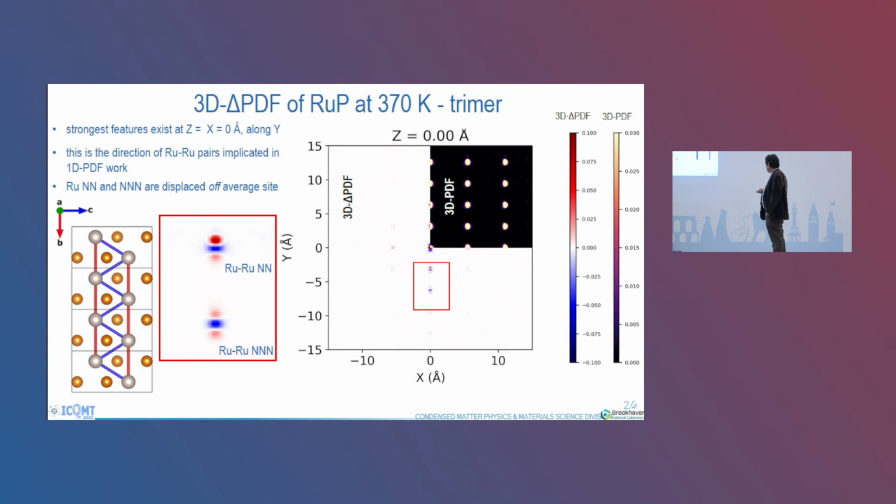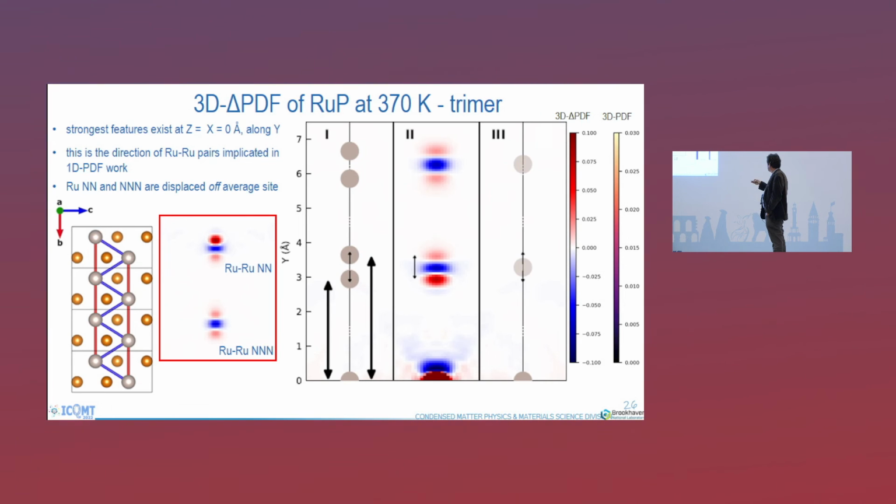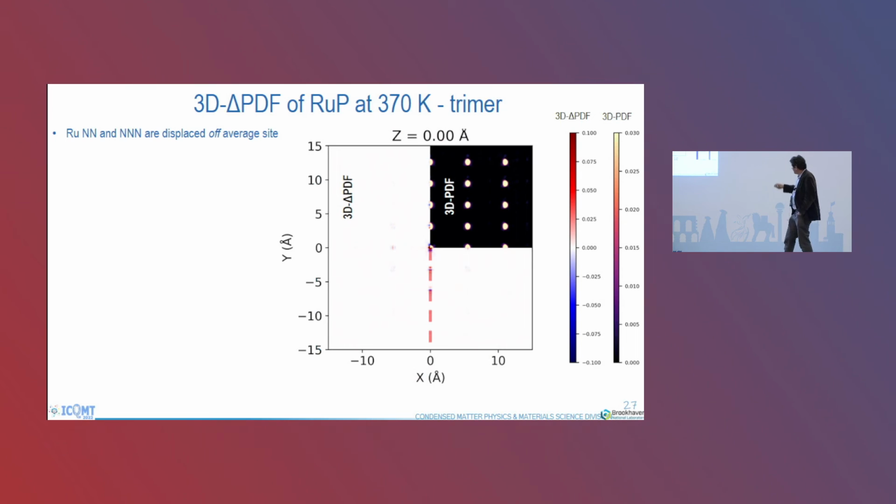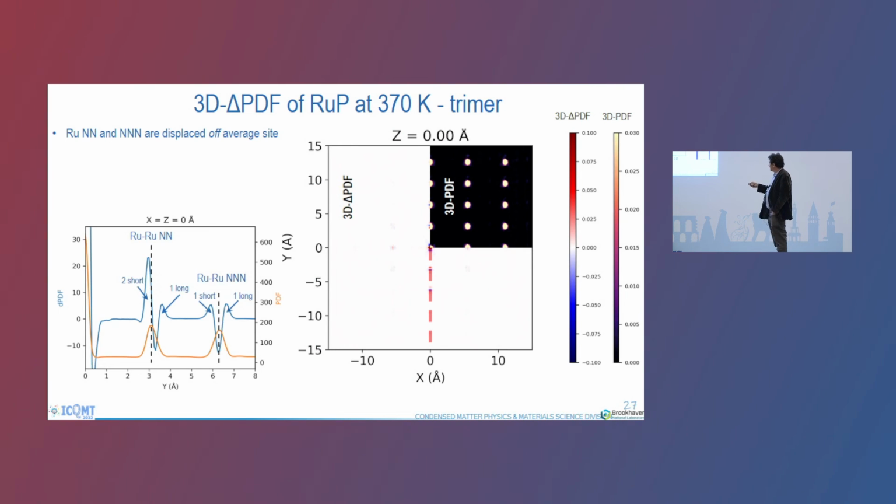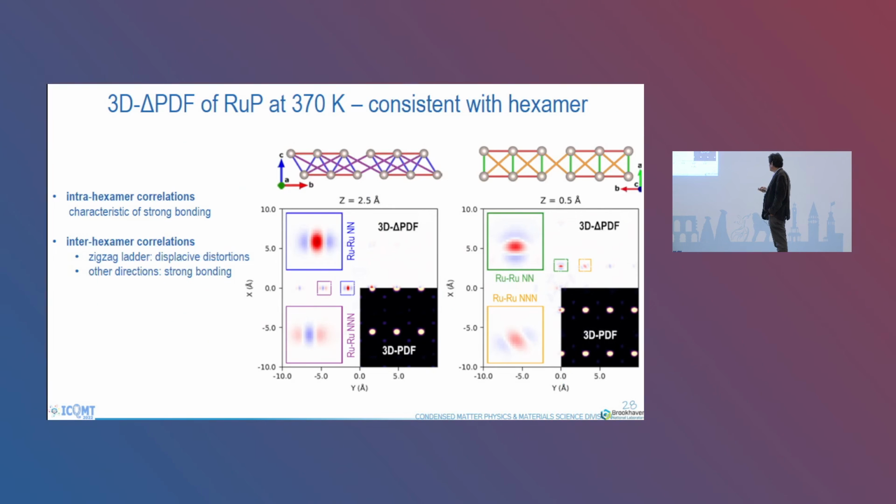To quantify that, you can take a cut along that direction, and you immediately see that the intensity closer to the origin is about twice as intense as the intensity away from the origin, again portraying a picture of there being linear trimers. So that's that. If you look elsewhere, the signal that we see is consistent with there being hexamer formations.